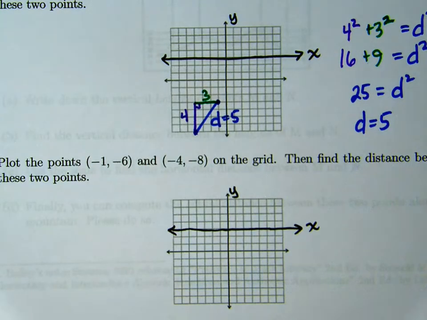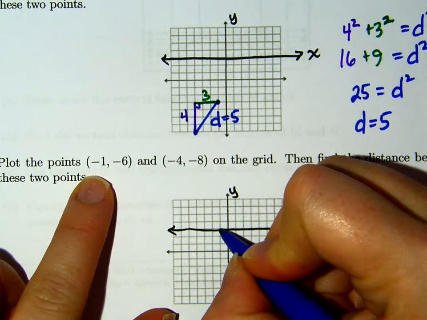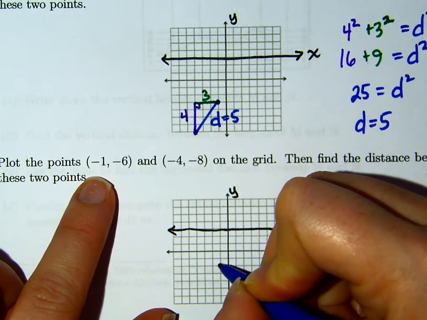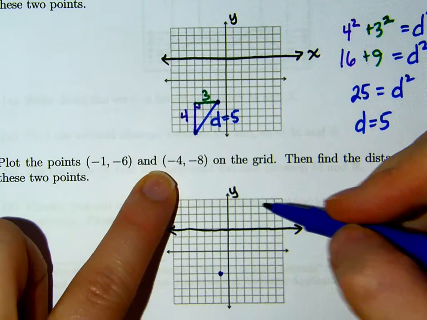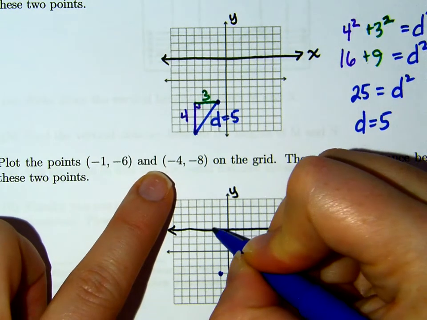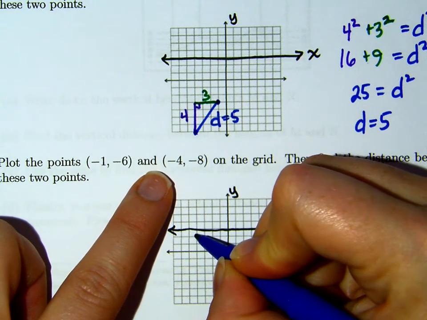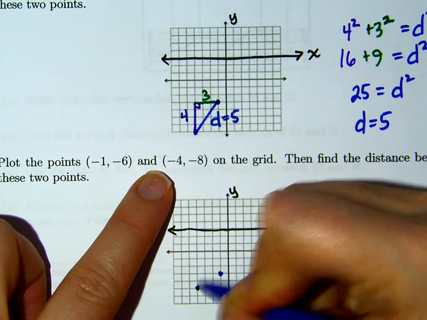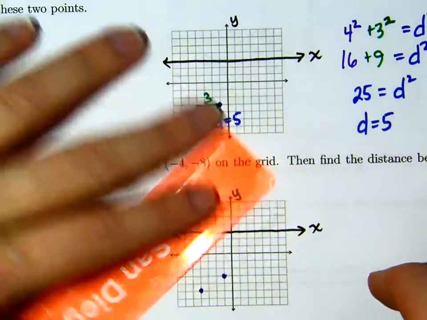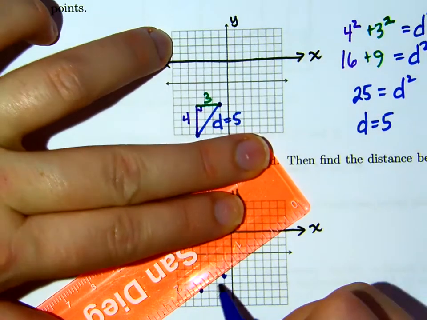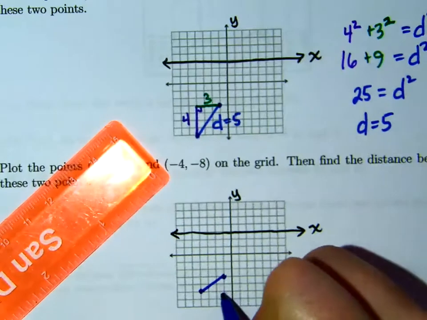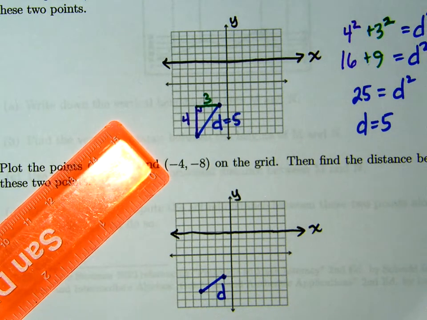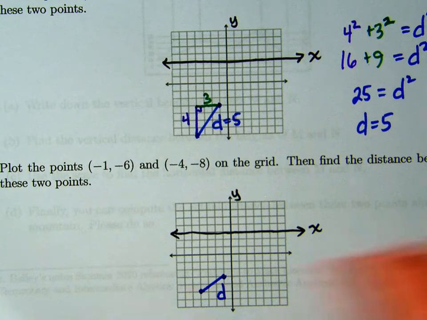Okay, so where are we at? -1, -6. -1, so 1 to the left, and 1, 2, 3, 4, 5, 6 down. -4, -8. 1, 2, 3, 4 to the left. 1, 2, 3, 4, 5, 6, 7, 8 down. I'm not gonna lie, I feel like that is a shorter distance than this was. Let's see if that's the case.